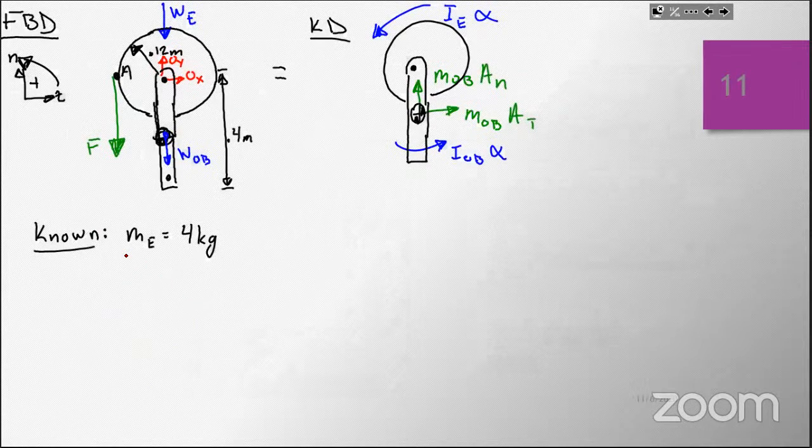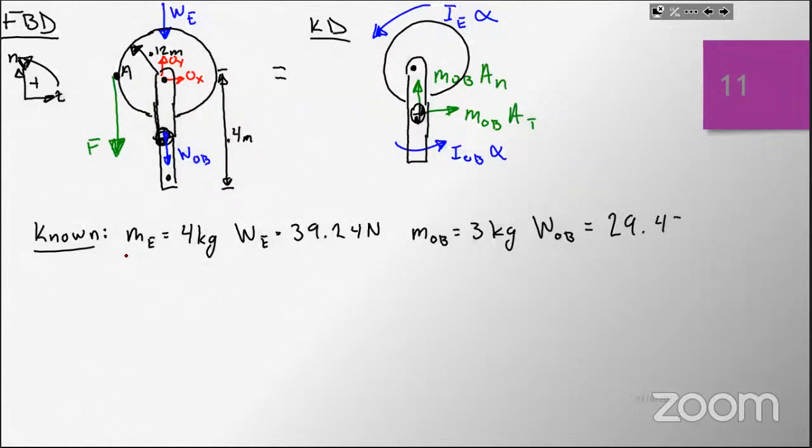So we've got the mass of E, which means that the weight of E should be 39.24 newtons. I've got the mass of OB, just 3 kilograms. How did I get to the weight? If I have the mass, how did I get to the weight? If you have a mass, how do you get weight out of it? What is weight?